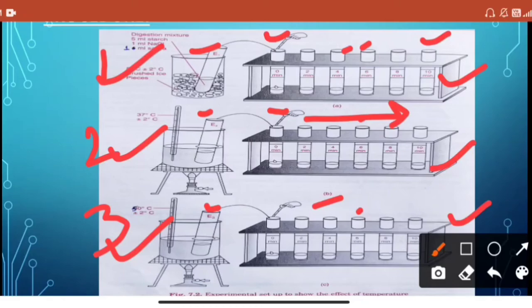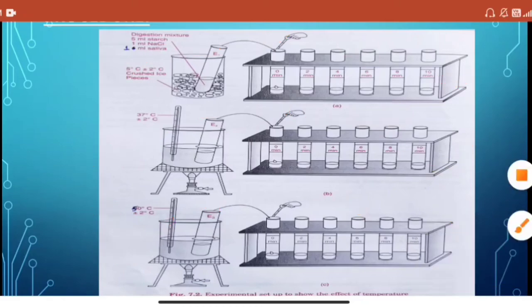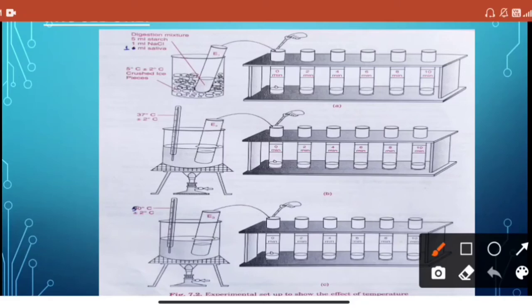Now what we will do, we will take 1 ml of the solution from our experimental test tube to the first iodine test tube for each of the sets. So 1 ml of the solution present in the experimental test tube will be added to the first iodine test tube for each of the sets.